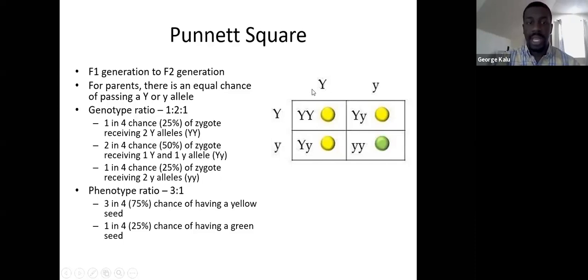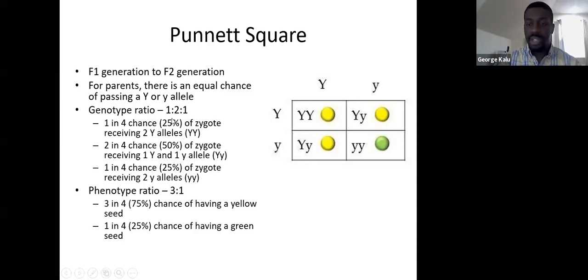Specifically for the parents. And so what we end up seeing here is, when we cross our heterozygotes, we see a genotype ratio of 1 to 2 to 1. So what that means is that we're going to find one of our four chances of having a zygote that has the homozygous dominant allele, the big Y. We're going to have a 2 in 4 chance of having a heterozygote, the big Y, little y. And then we also have a 1 in 4 chance of seeing a green phenotype, which is the little y here.